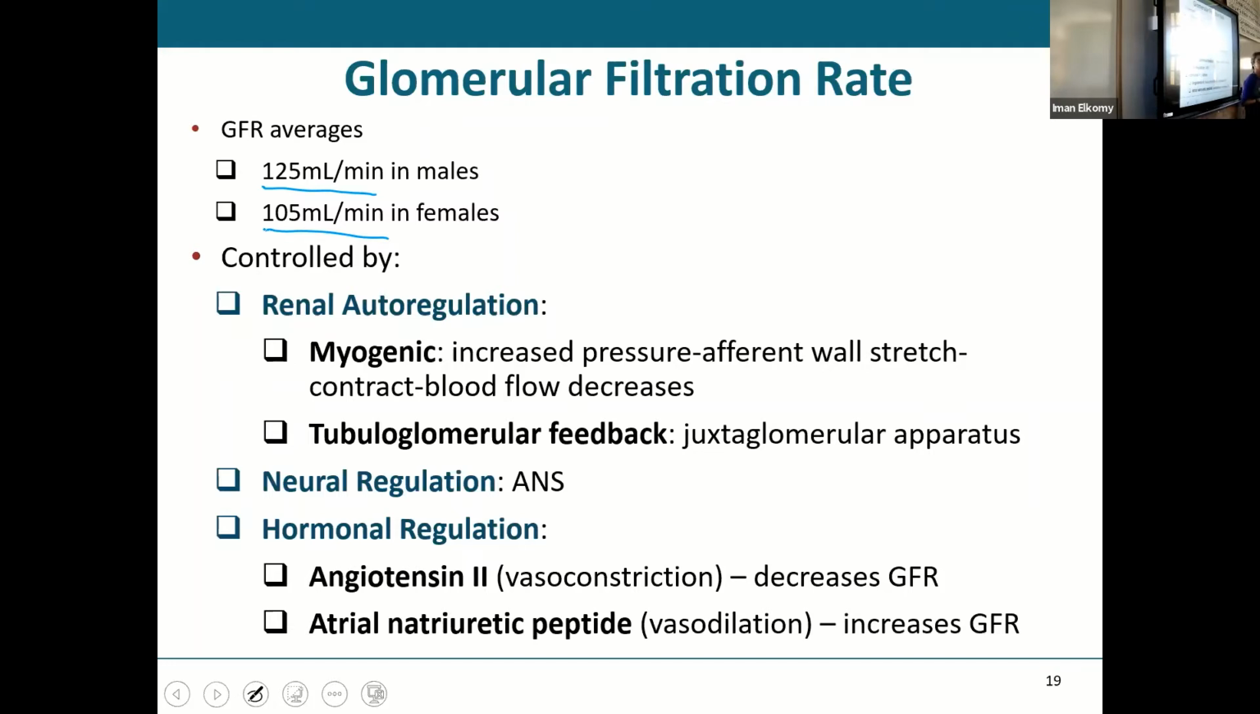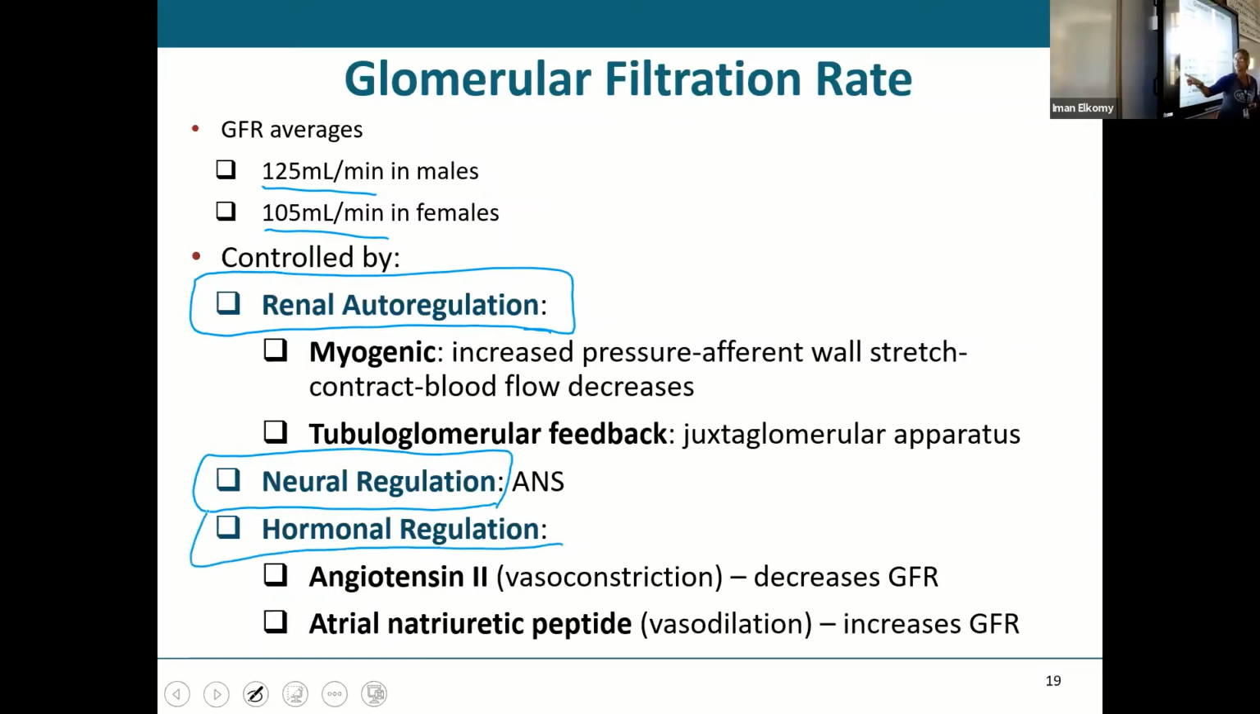Okay? So, what controls it? We have renal autoregulation. This happens within the kidney, and it's a way that the kidney can control its own filtration rate. We also have neural regulation, and that is all done by the autonomic nervous system. And then we have hormonal regulation, and those hormones are coming from outside of the kidney, but they will influence that glomerular filtration rate. So let's talk about the renal autoregulation.